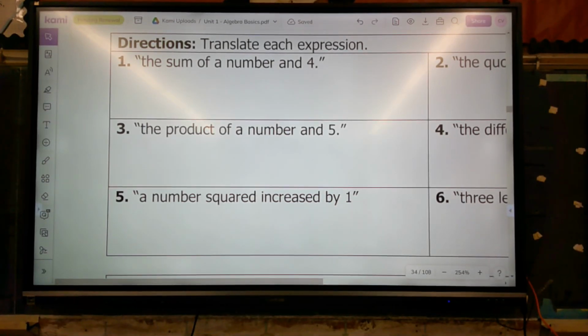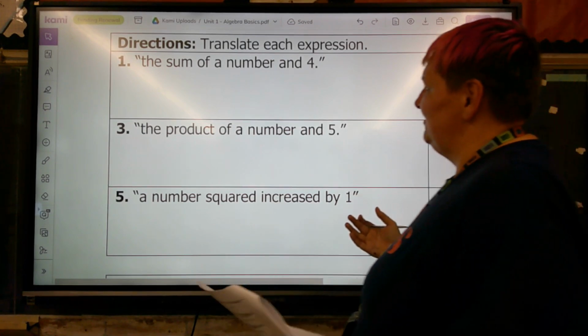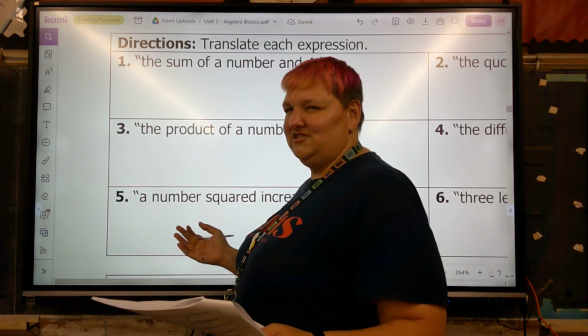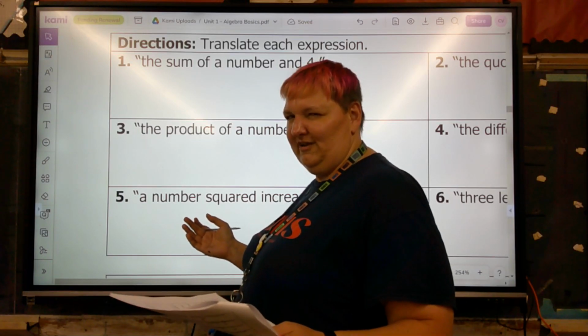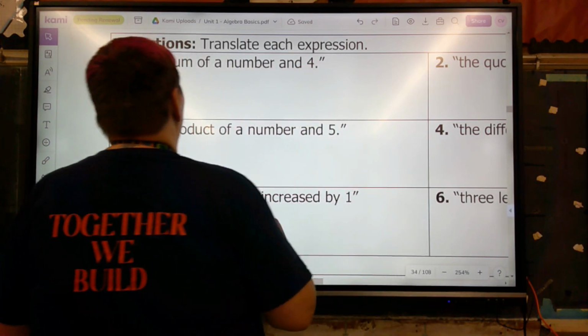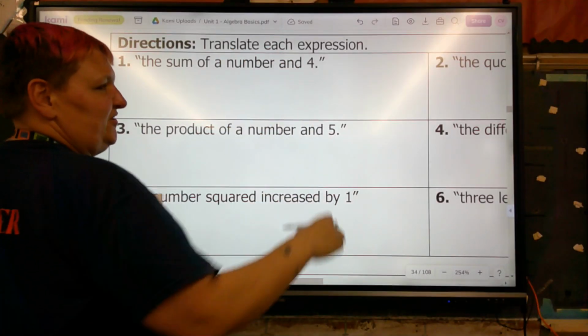Welcome to Unit 1.8 practice sheet. Hopefully you've already worked all the odd numbers and you're just here to check if you're right. I'm watching you. Alright, translate each expression.